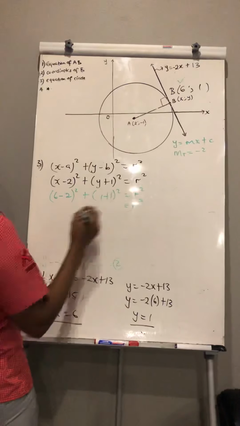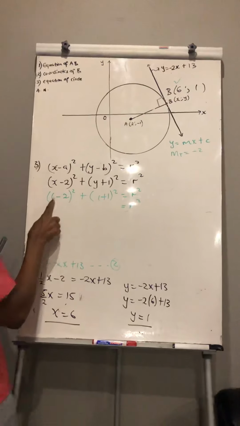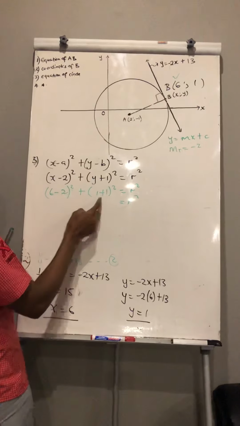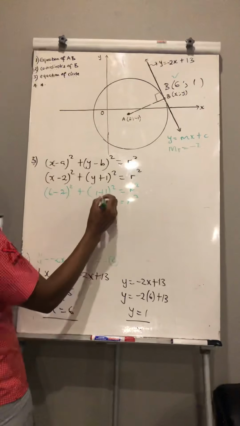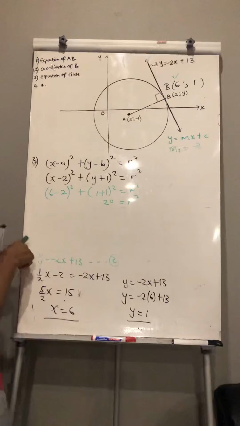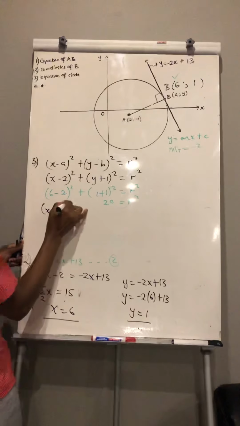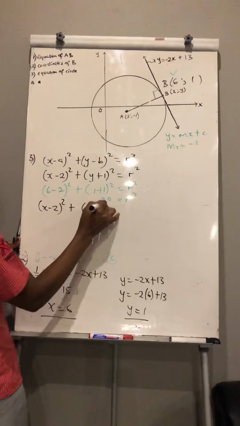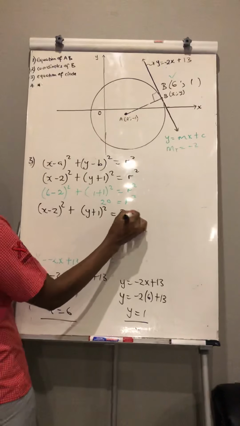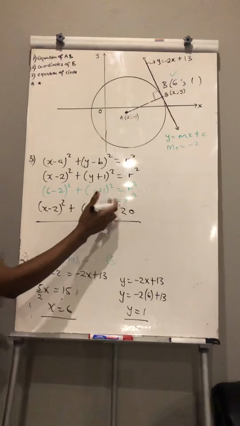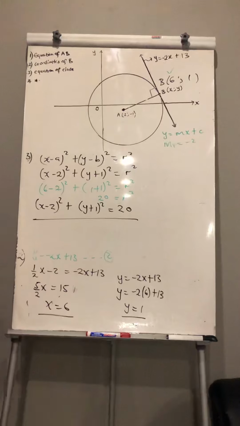You can easily get your r squared now by saying this is 4 squared 16, 2 squared 4, that should be 20. So the equation of this circle can easily be written as x minus 2 squared plus y plus 1 squared is equal to 20. We don't want the radius, we want the radius squared.